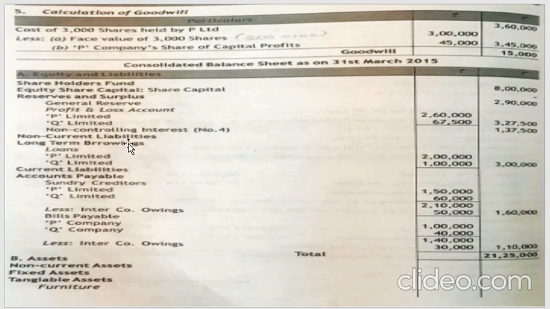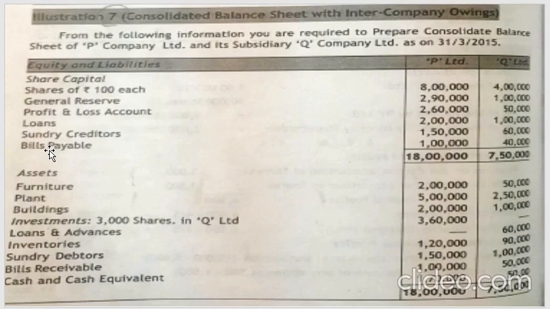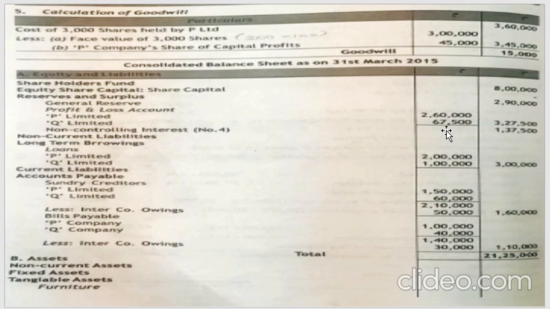So next is non-current liabilities. Under non-current liabilities, we have long-term borrowings and other non-current liabilities nil. Under long-term borrowings, we have loans in the question. The loans are 2 lakh and 1 lakh, which is accounted in the balance sheet under loans, which will give you 3 lakh rupees.